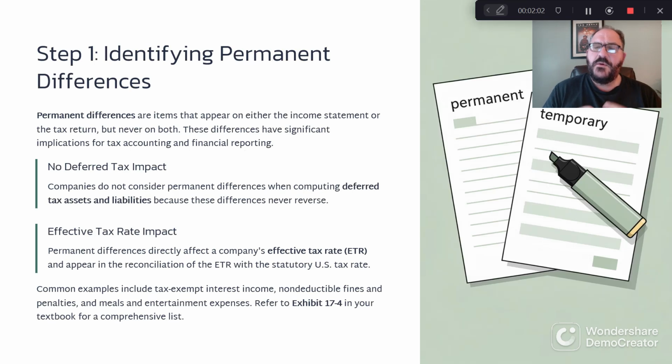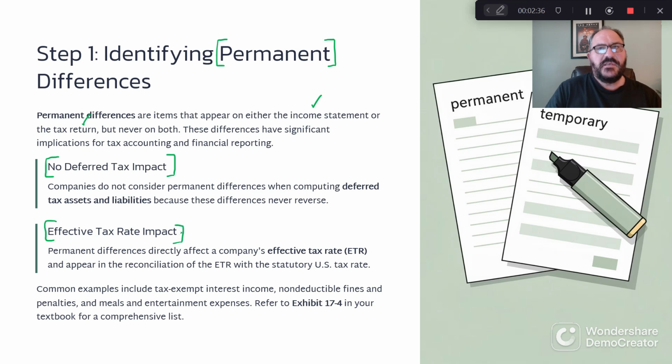Now we're going to talk about permanent differences. Permanent differences just arise out of a difference between the rules. Sometimes things are simply not taxable. Permanent differences either appear on the income statement or the tax return, but never both. The reason is that there's no crisscrossing going on. So there's no deferred tax impact because they're not going to change anything in the long run. They are going to have an effective tax rate impact.